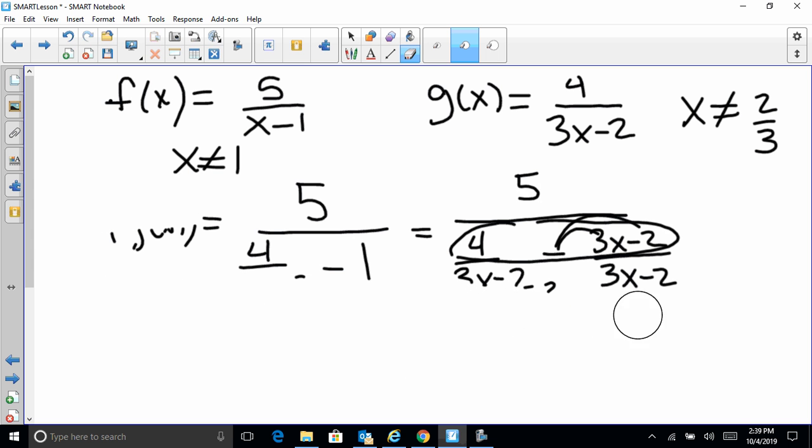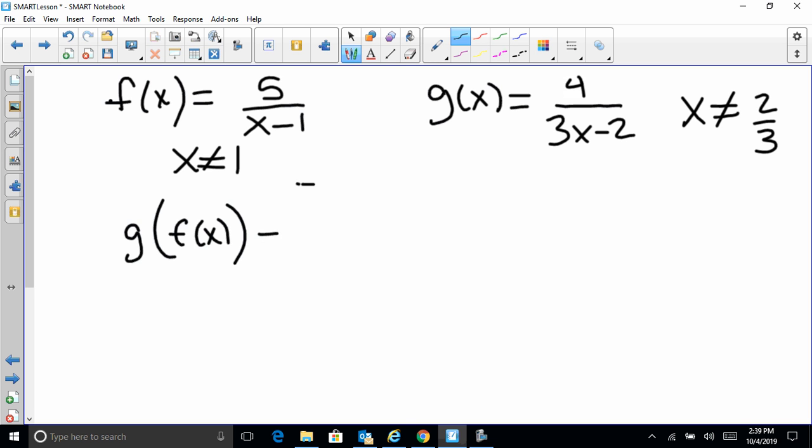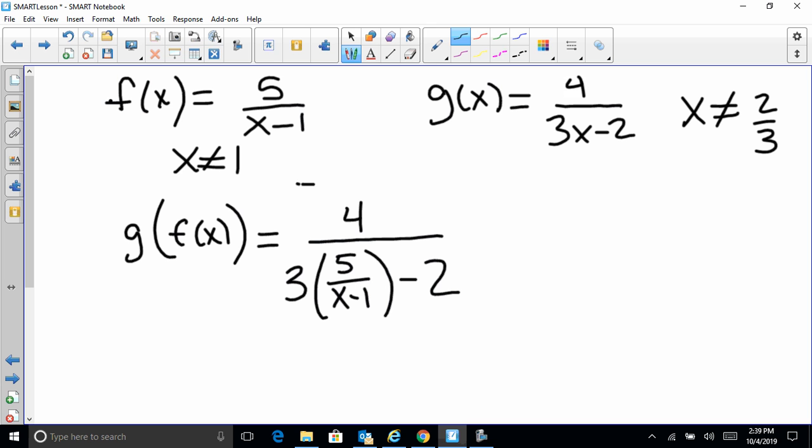So now, instead of doing the f of g of x, we're going to do it the other way. We are going to do g of f of x. So I'm plugging f into g: 4 over 3 times 5 over x minus 1, minus 2. All I did was plug f into g. I'll multiply that bottom real quick, just to clean it up a little bit.